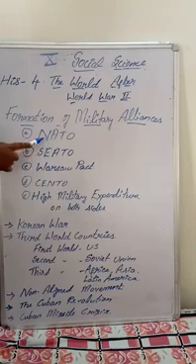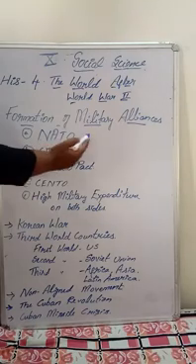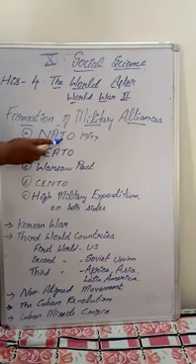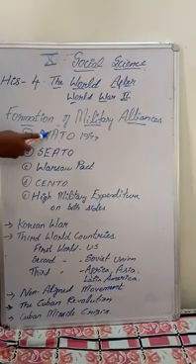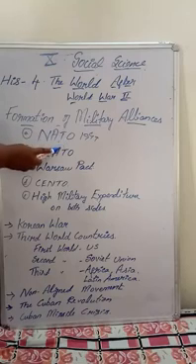NATO. This was started by the United States and also the European Alliance. NATO means North Atlantic Treaty Organization. It was started in the year 1949. It was an interstate military alliance between the countries of North America and Europe. The member countries of NATO are Canada, Belgium, Denmark, France, Iceland, Italy, Netherlands, Norway, Portugal, and also the United Kingdom. The object of NATO was peace and security in the North Atlantic region.